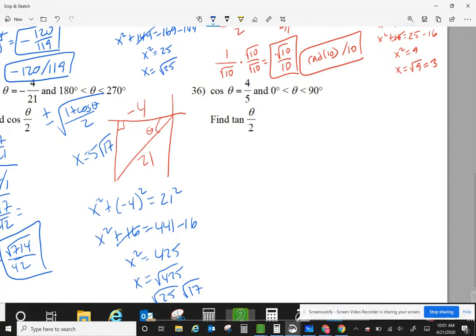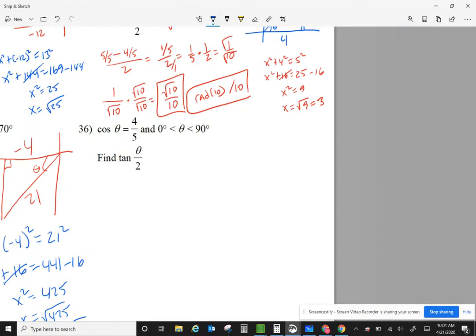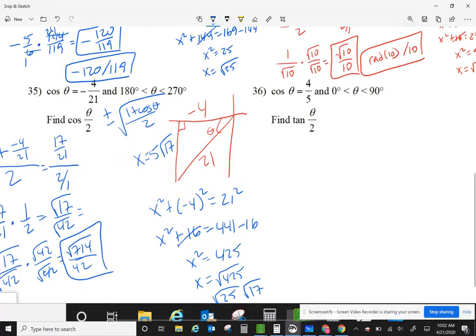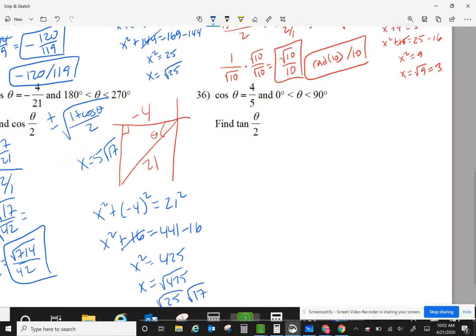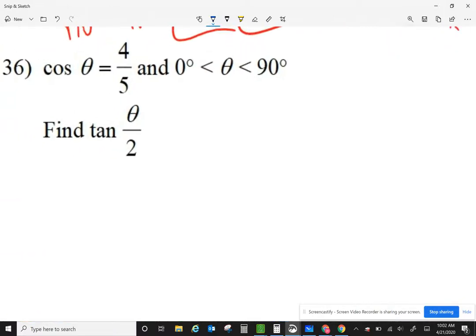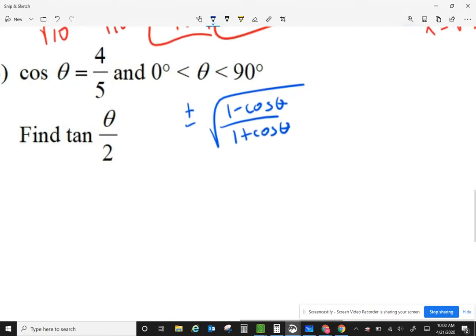Now let's take a look at tangent of theta over 2, the formula that I gave you guys. Oh, and one thing here, let's take a look at our sine. Yeah, that looks good. So radical 714 over 42. All right, now looking at number 36, the formula I gave you guys for tangent of theta over 2 was plus or minus the square root of 1 minus cosine of theta over 1 plus cosine of theta. I'm in between 0 and 90.